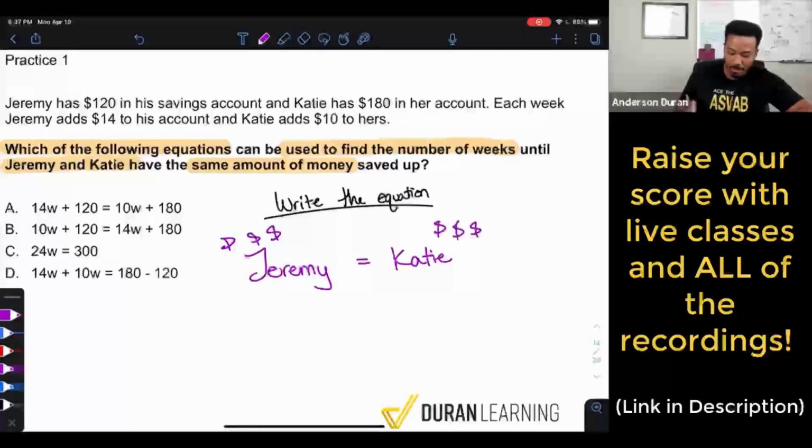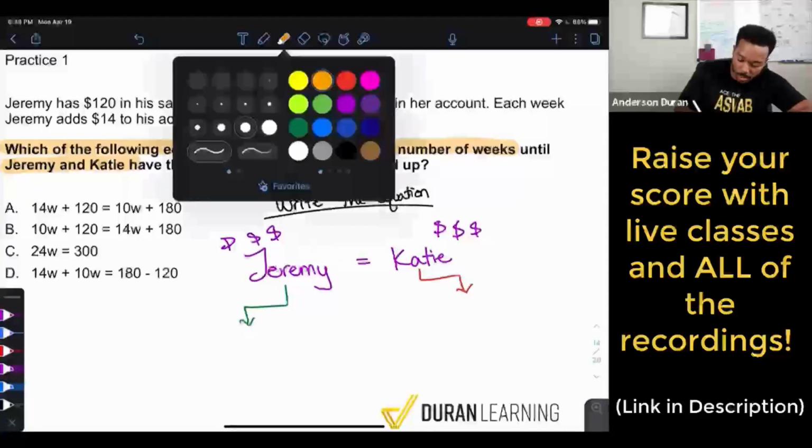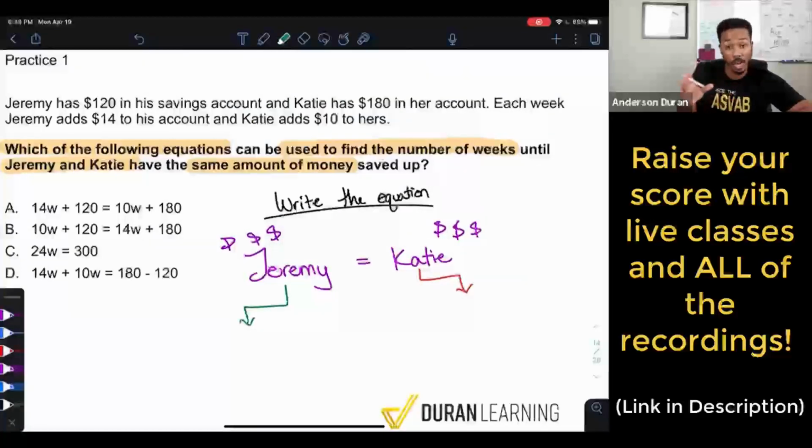So with that, here's what I'm going to suggest, everybody. Let's go ahead and write Jeremy's money on the left, and Katie's money on the right. And so we're going to have to represent that. In green, I'm only going to highlight Jeremy stuff, and in red, I'm going to highlight Katie stuff. Follow along with me, everybody.